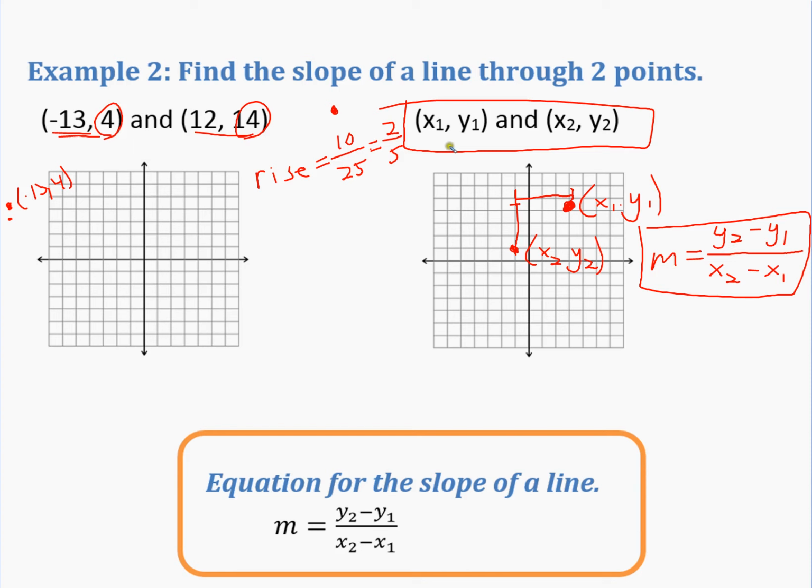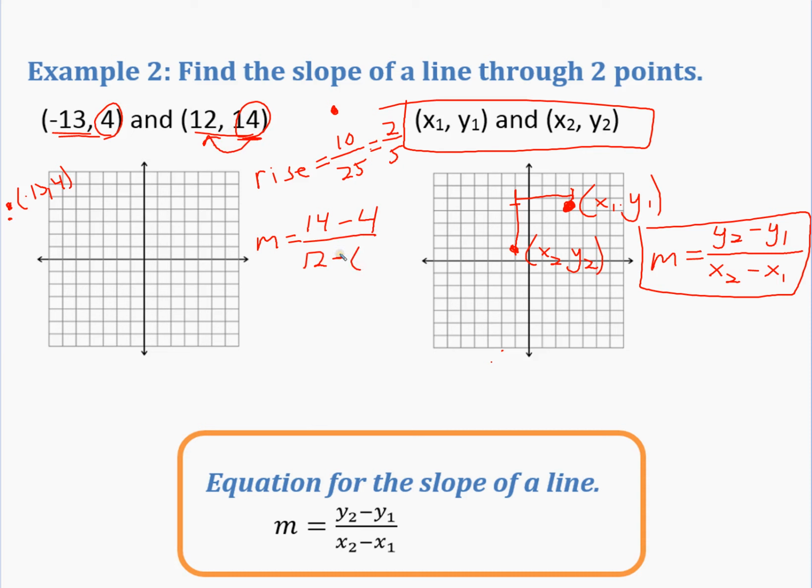Now it does not matter which points you do first, but whatever you do first for y, you choose its corresponding value to go first for x. So over here, I'm going to come back to this example and show how this works. And so this says y sub 2 minus y sub 1. So I'm going to go ahead and take my second one here. So y sub 2, my second y value, minus my first y value. And since I started with the 14 on top, I need to start with its corresponding x value on the bottom. So 12 minus, so x sub 2 minus x sub 1.